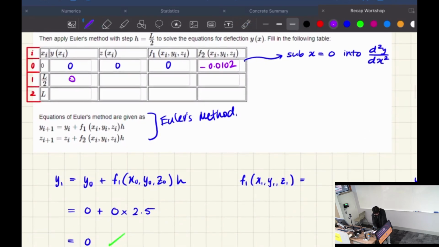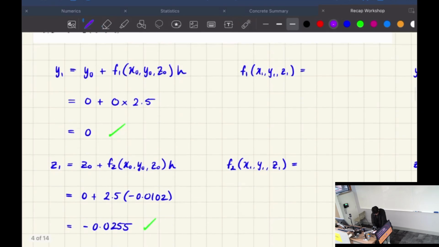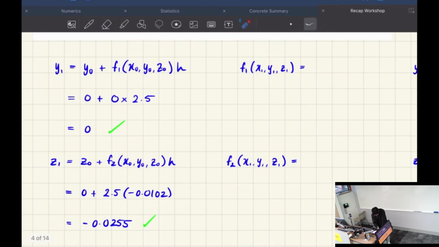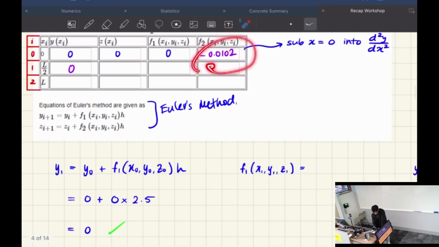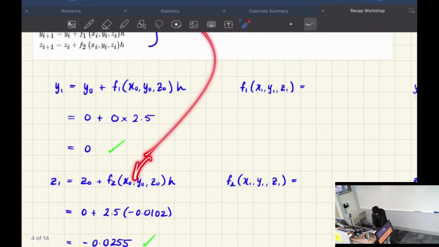0. Okay. How about z? What can we do for z? Euler's again. Perfect. Use Euler's again. So for z1, we get z0 plus. We know what this value is. This value is straight from here. So substitute it into here.